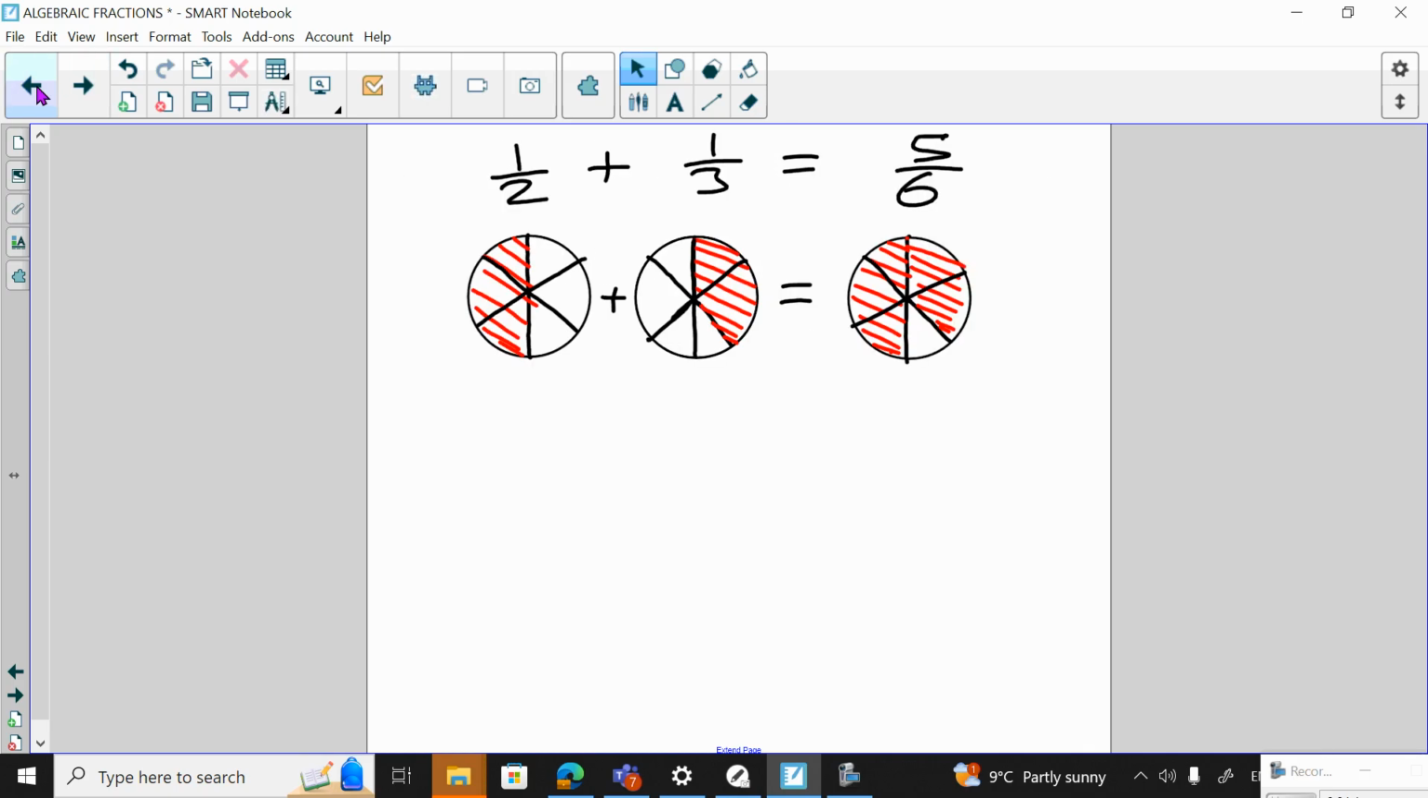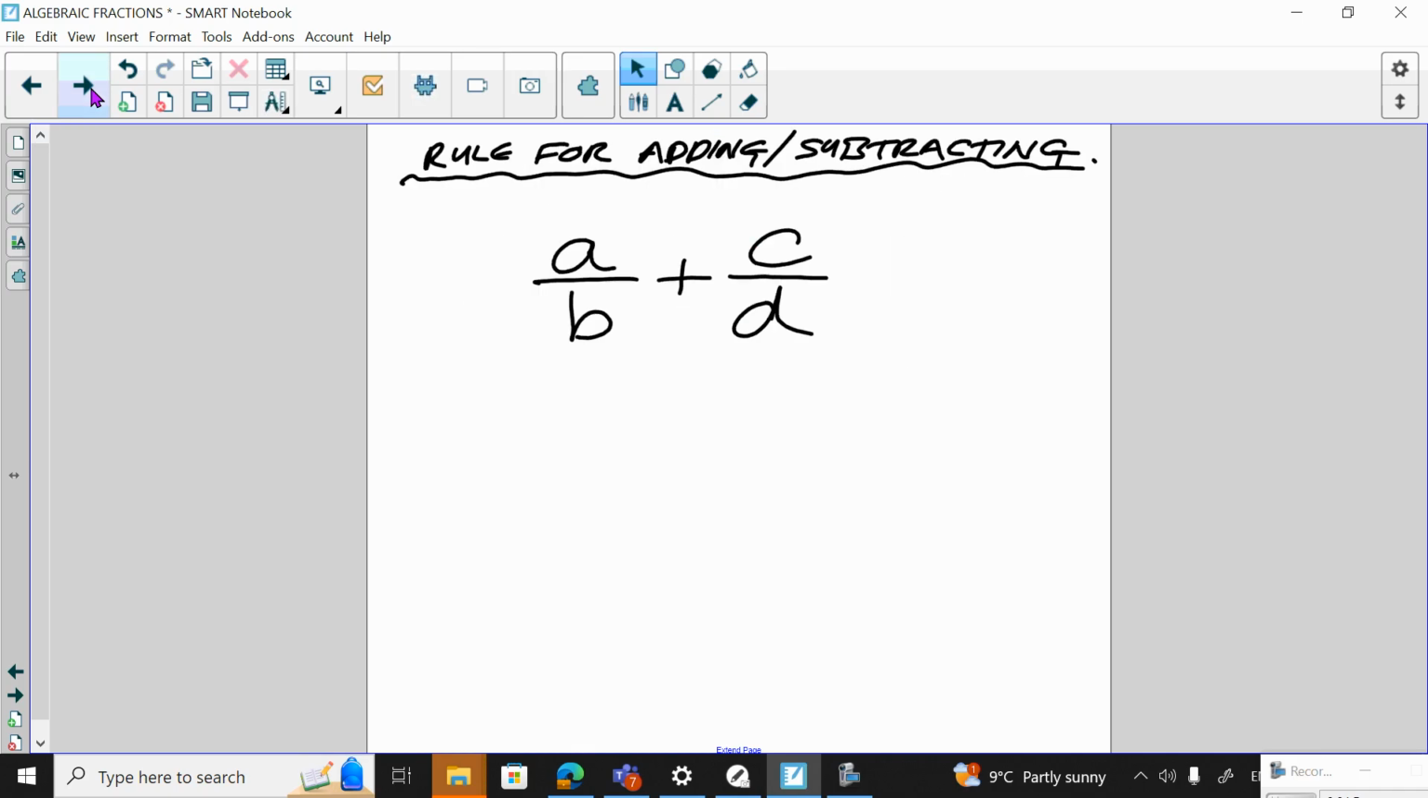But without pizzas or pies or circles, here's a better way of doing it. There are different ways of doing this, and because I'm in front of you, or behind the TV screen, the app that you're listening to, whatever you want to call it, this is my method. So you get a fraction, a over b plus c over d. This is for adding and subtracting.